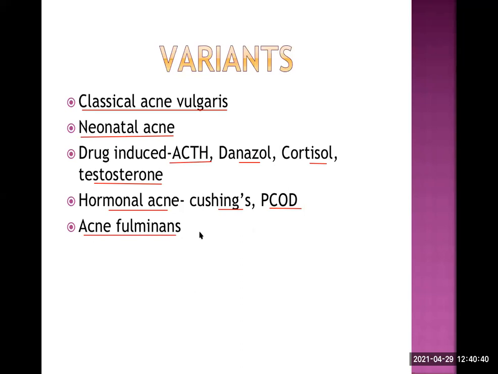Acne fulminans is another type where there are systemic symptoms along with severe acne. Fever is quite common in fulminans. Another I can write here is acne conglobata. Now, there is a difference between fulminans and conglobata. In conglobata, there is no fever. In fulminans, there is fever along with severe acne. So these are the different variants.